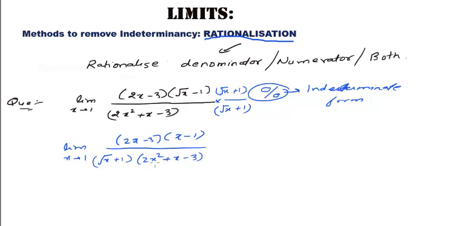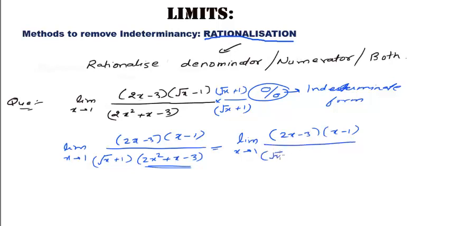Now we already know that one of the factors of this term will be x minus 1, because when we were substituting 1 in the denominator, we were getting 0. So if you remember factorization, we'll move to factorization again. We can write this as limit x tending to 1, (2x minus 3) into (x minus 1), divided by under root x plus 1.